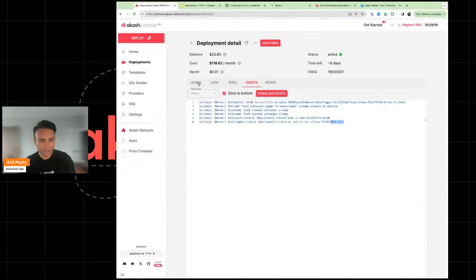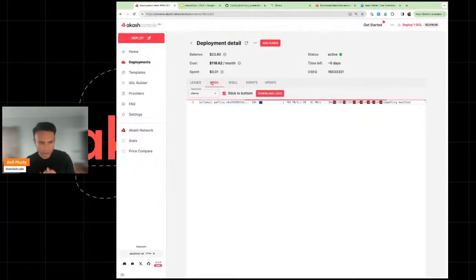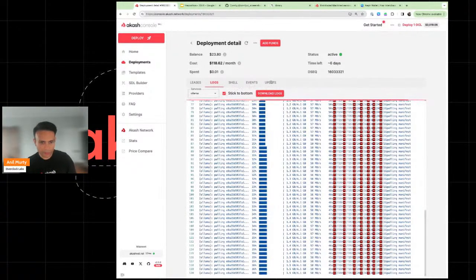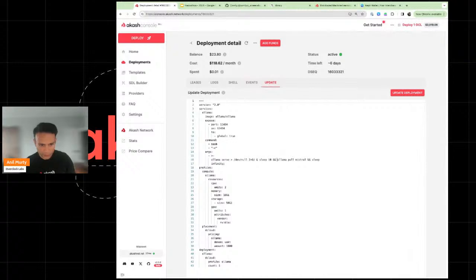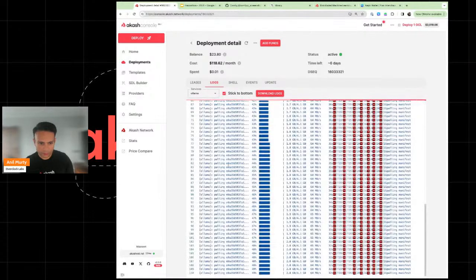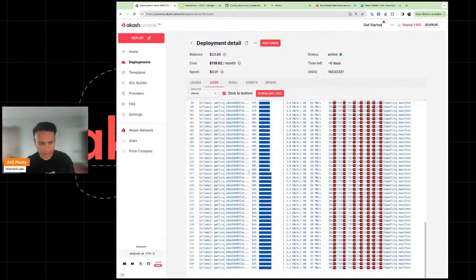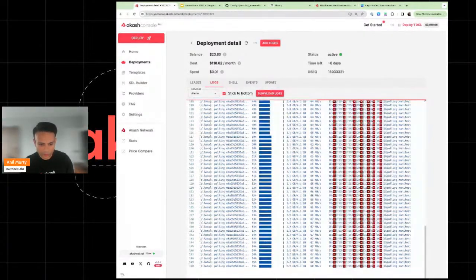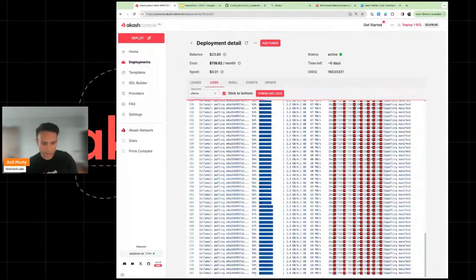and then it's scaling up that pod to the amount of replicas that I specified in that SDL file. You can jump into the logs here, and what you'll see in the logs is, because we specified that we want to pull down a specific AI image, in this case Mistral, the logs are going to show you that the container is basically pulling down that image. So you can see that it's working. It's about 56% of the way there.